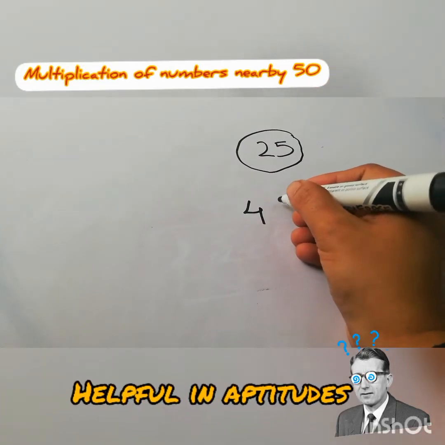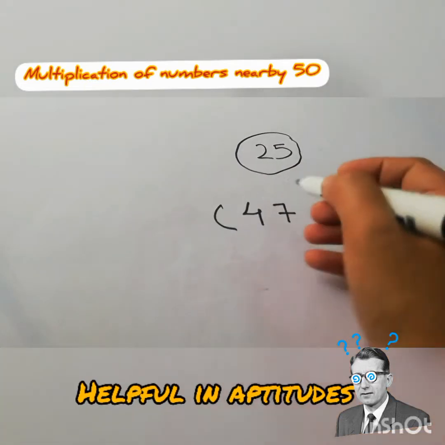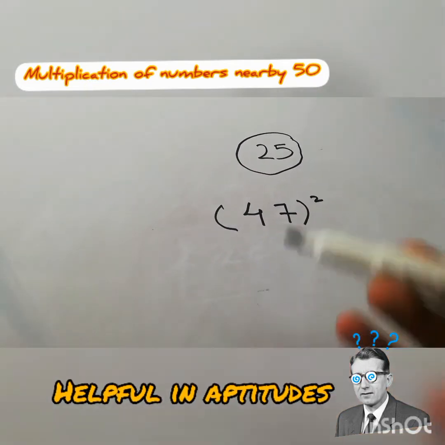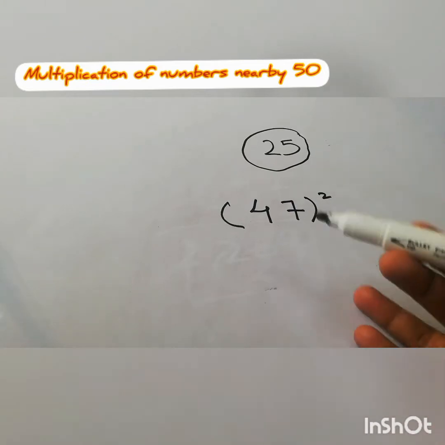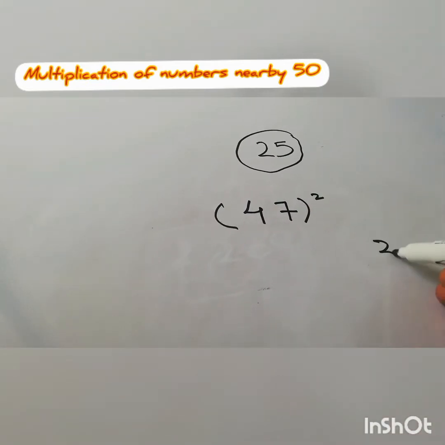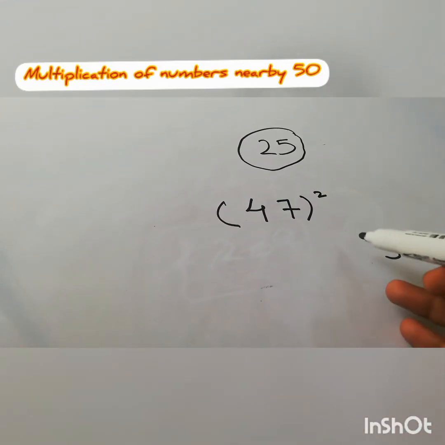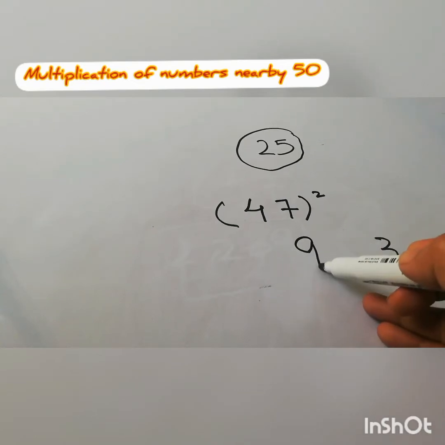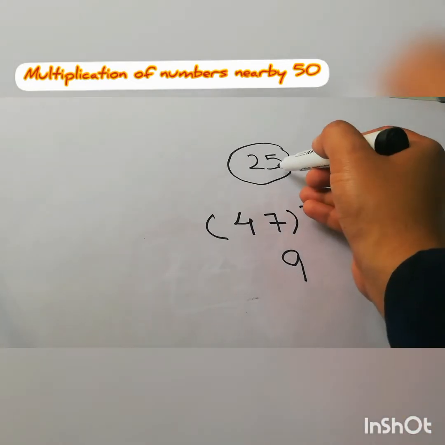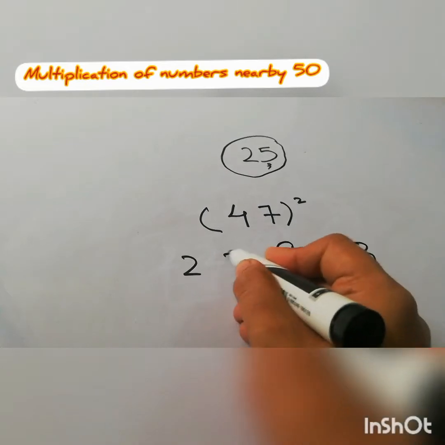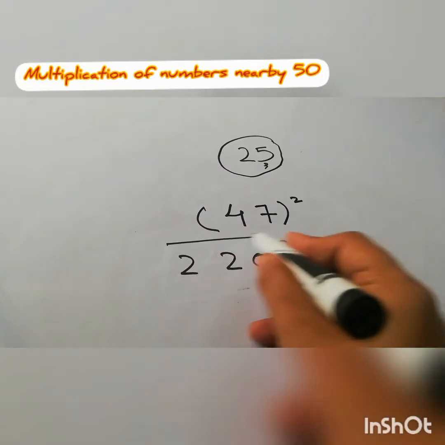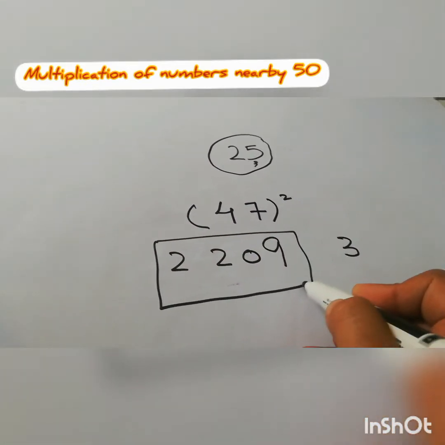Now if I have to find the square of a number which is 47, 47 is nearby 50 and we have seen that 47 is 3 less than 50. What I will do, I will write the square of 3 which is 9 and I will subtract 3 from 25. I get the answer 22 which is the square of 47.